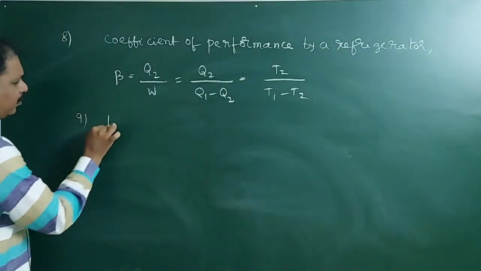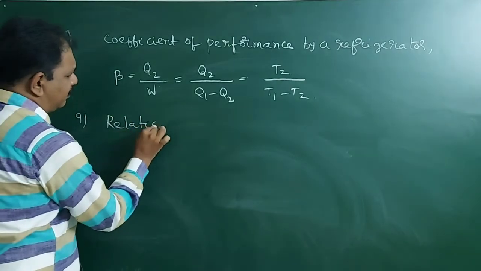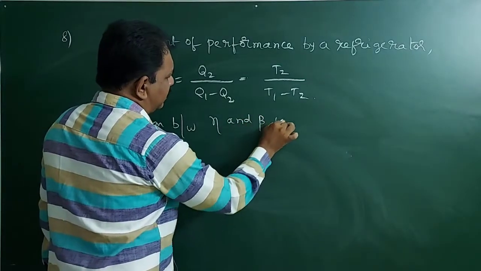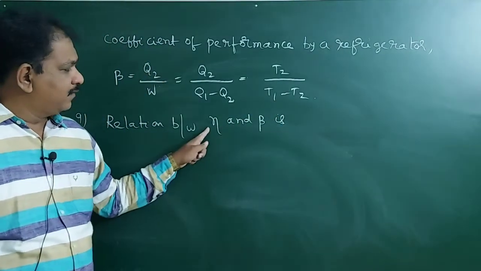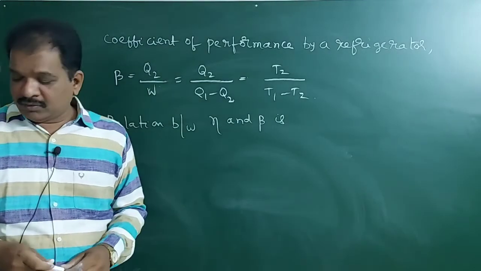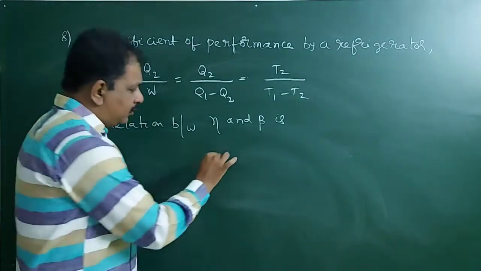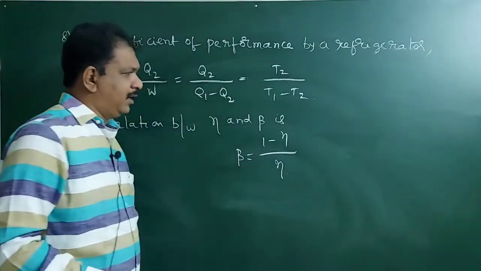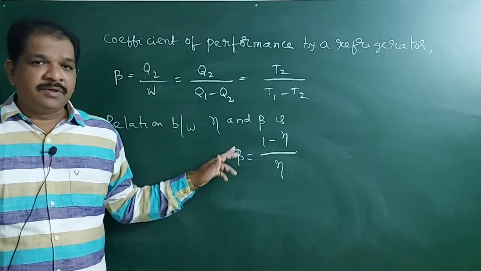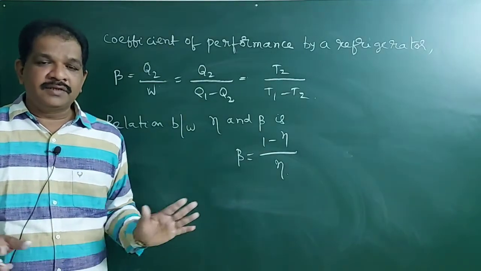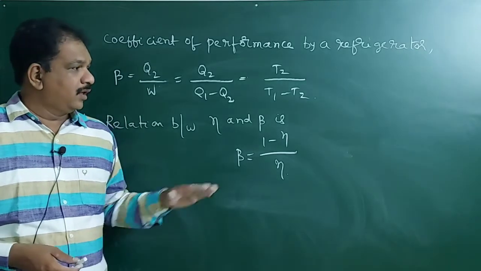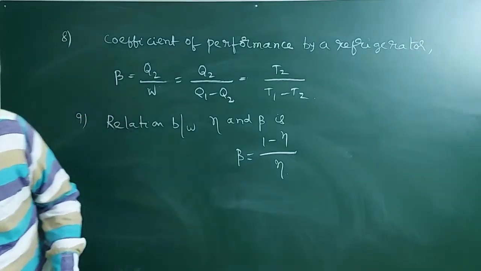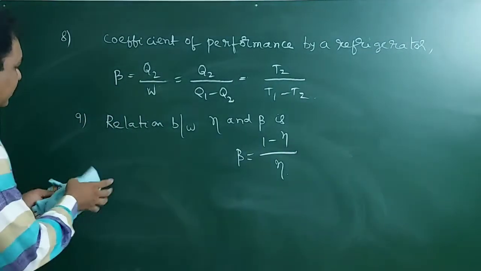Next, the last formula: the relation between eta and beta. Eta is efficiency, beta is coefficient of performance, and beta is equal to 1 minus eta by eta. That is the relation between beta and eta. These formulas are enough for doing the problems in thermodynamics. Then we will start doing the problems.